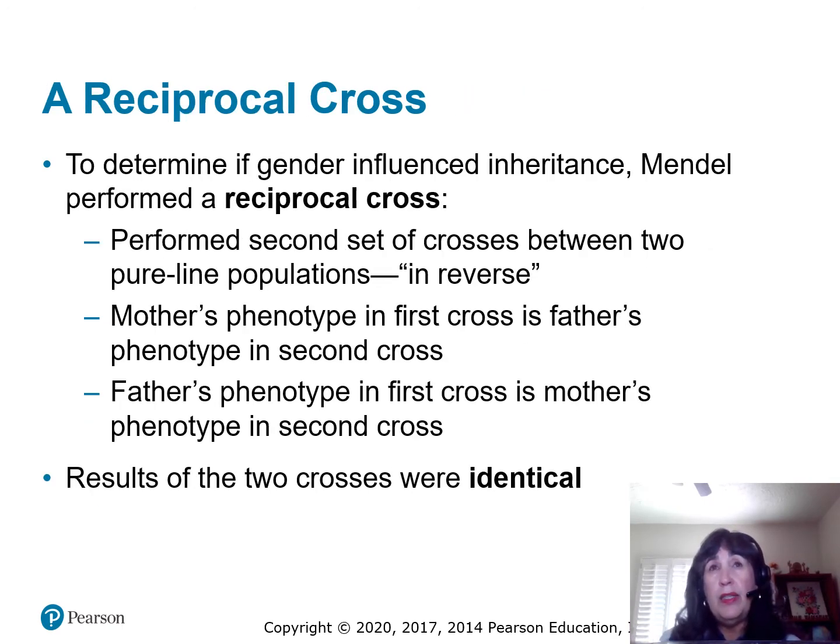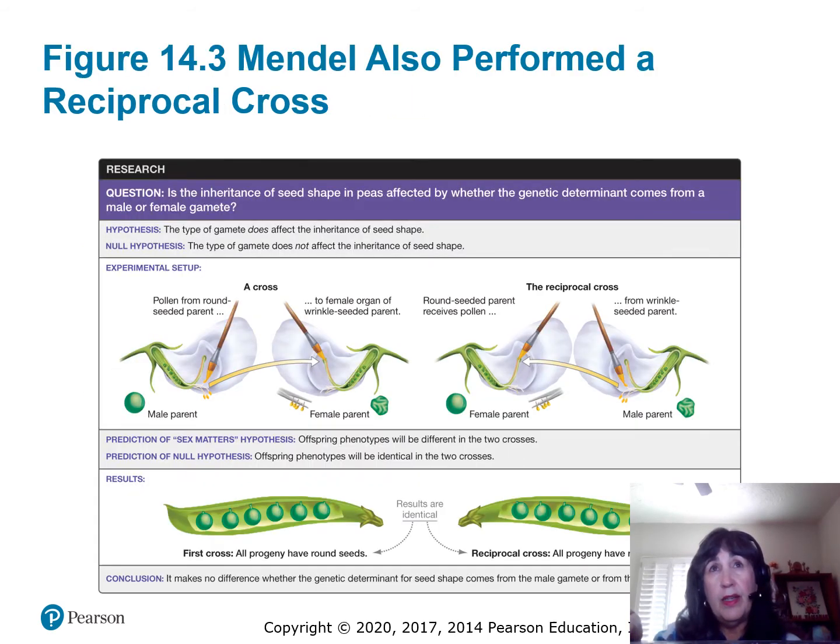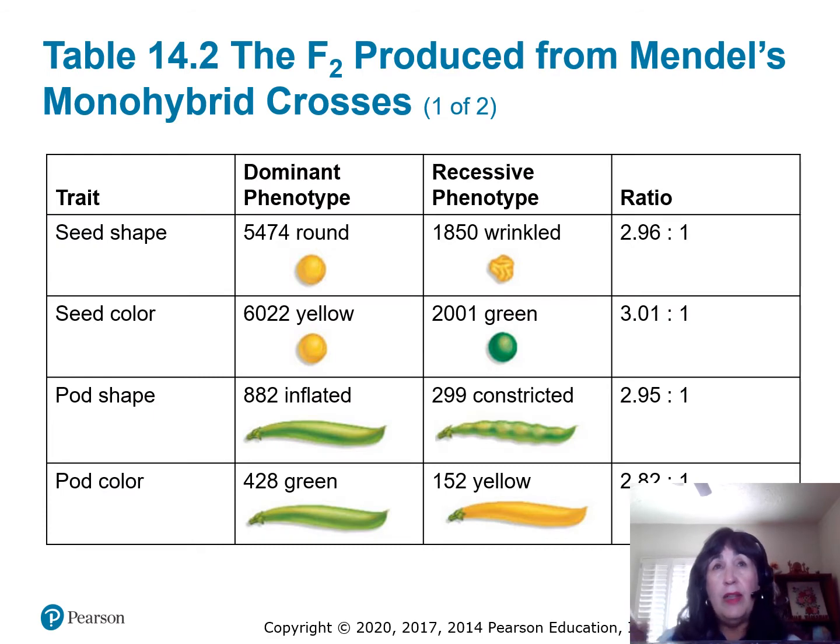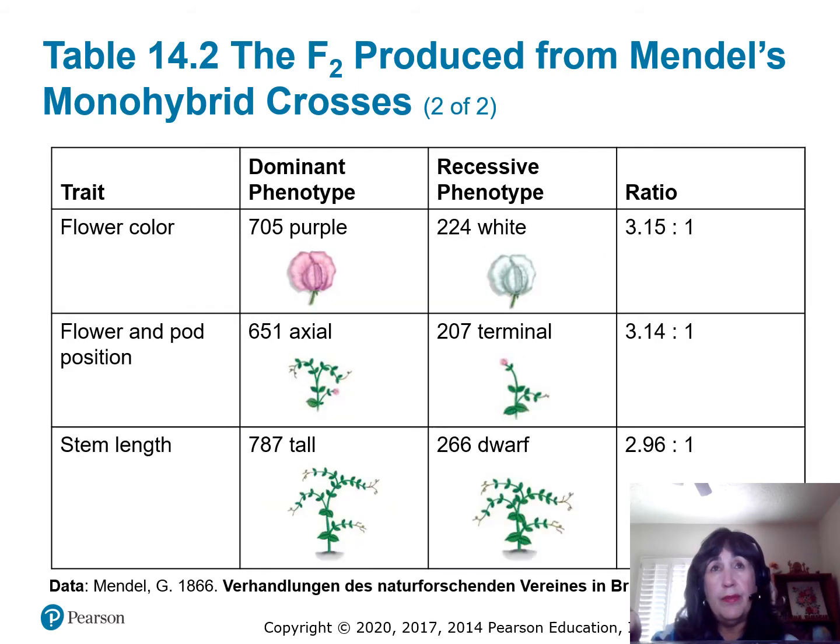The other way they could tell about dominant and recessive traits is by doing a reciprocal cross, but you don't have to know this for this class. So I love here that they have dominant and recessive phenotypes, and notice it's always a 3-to-1 ratio. There's 3 times more round seed than there are wrinkled, or 3 times more yellow seed than green, showing that round, yellow, and inflated pods are the dominant trait. And it goes on to flower color and stem length.